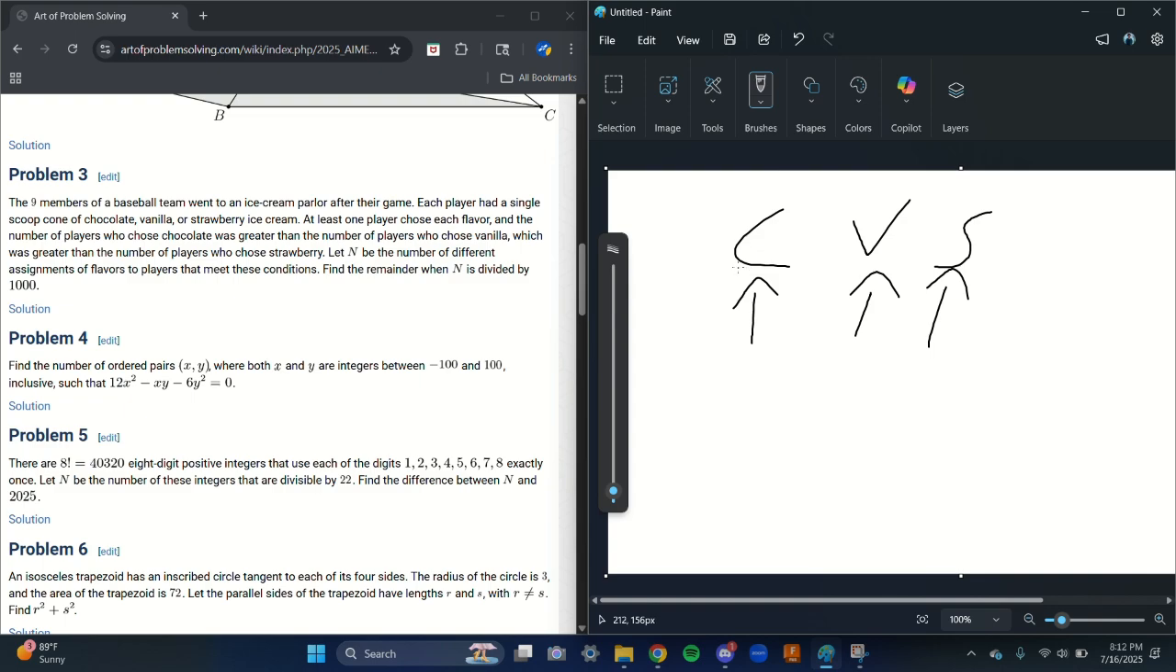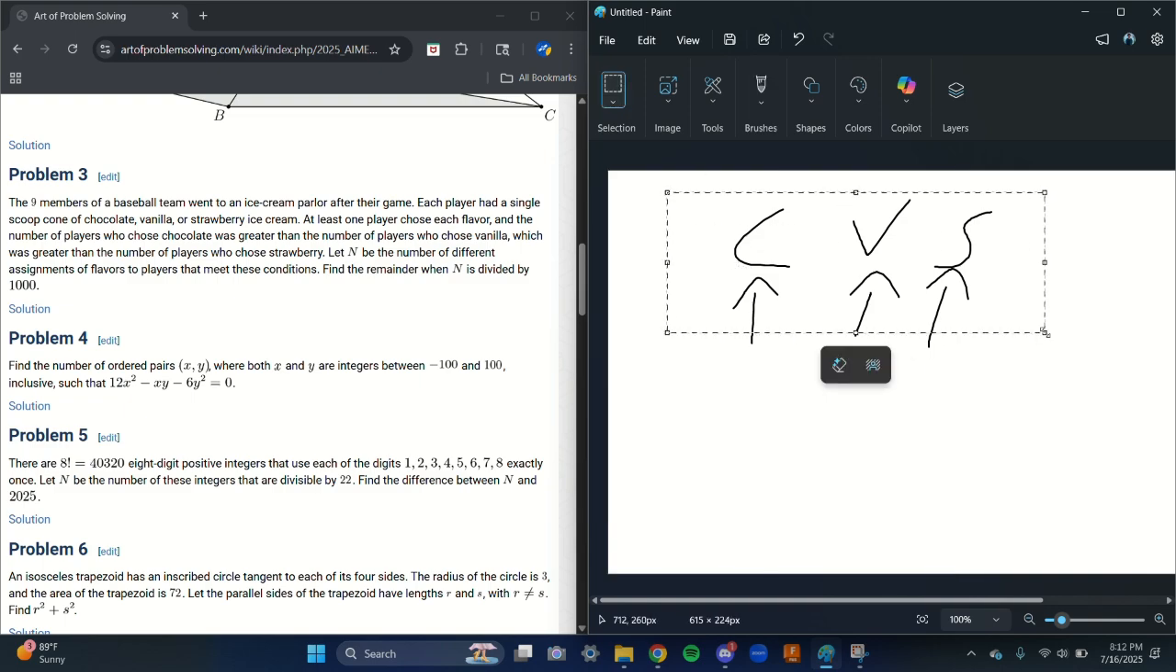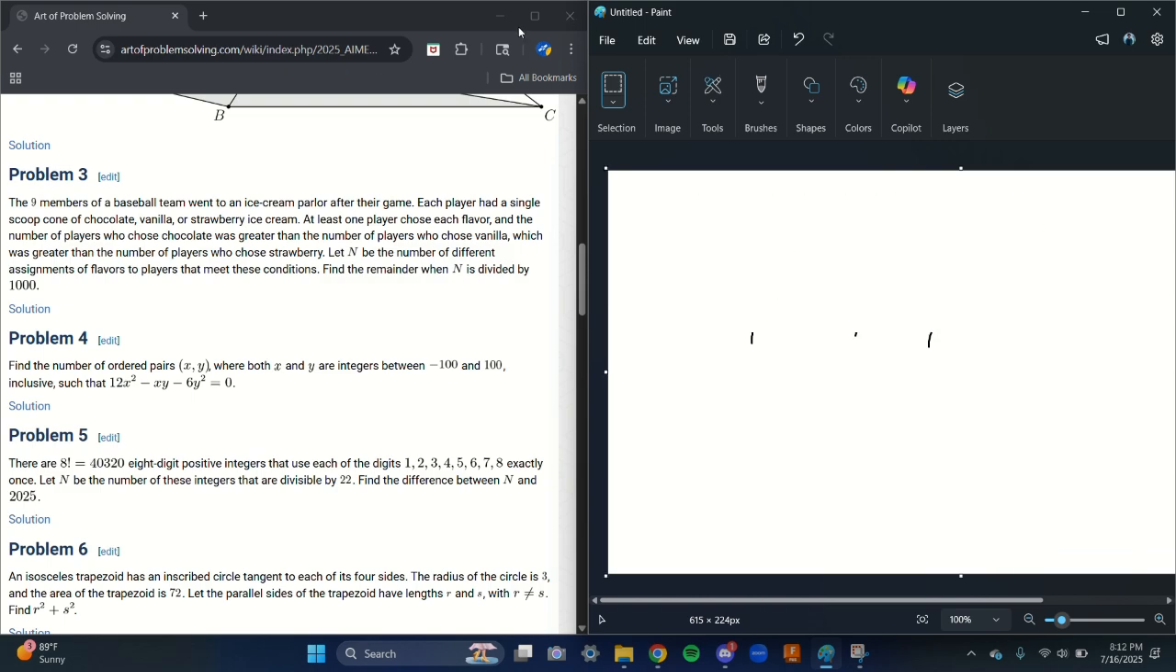What I thought this was saying is that one person chose all 3, but that's not what this is saying, so just keep that in mind. The wording is kind of confusing. And okay, so we can set up a really simple equation here.